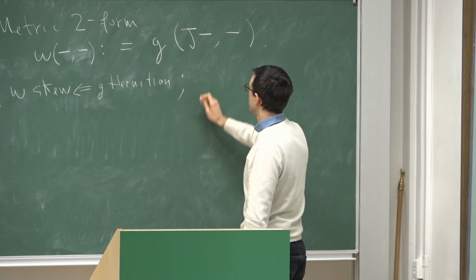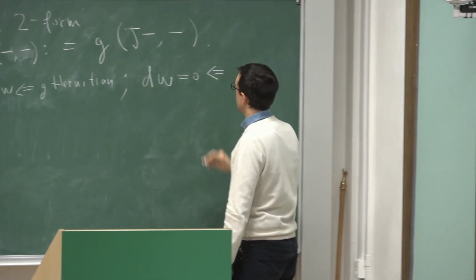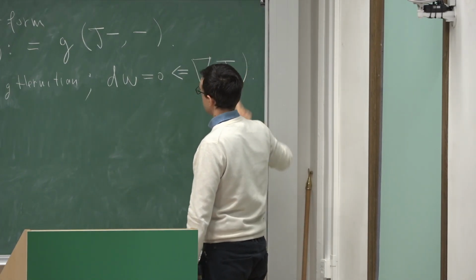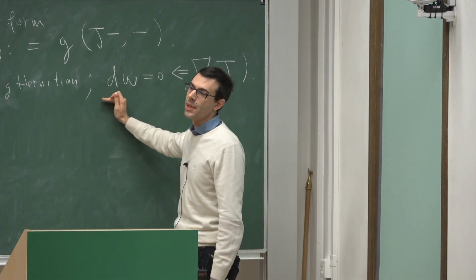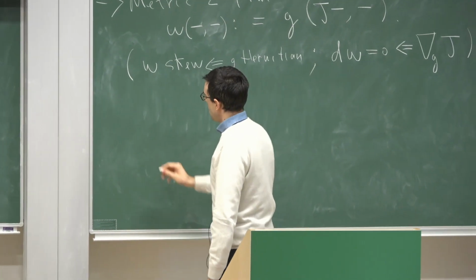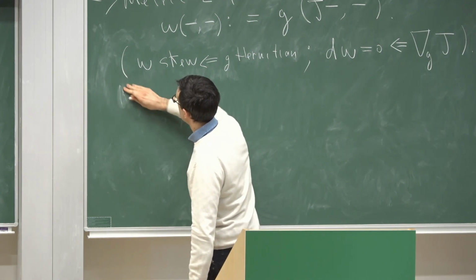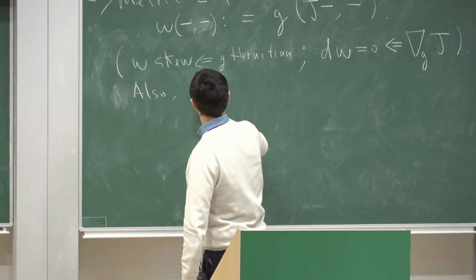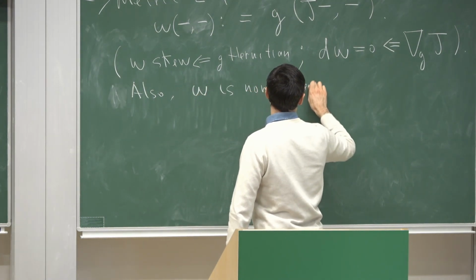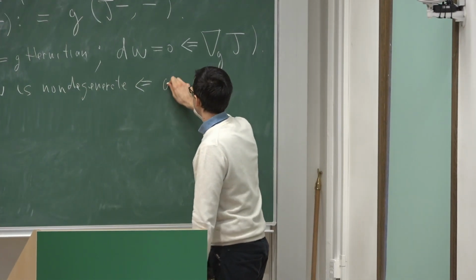But also more fundamentally, it's closed because of this parallelism condition. So you can use that to show that omega is closed. So it's a closed 2-form. In particular, it's also symplectic because it's non-degenerate. And this is because G is Riemannian, so it's non-degenerate.